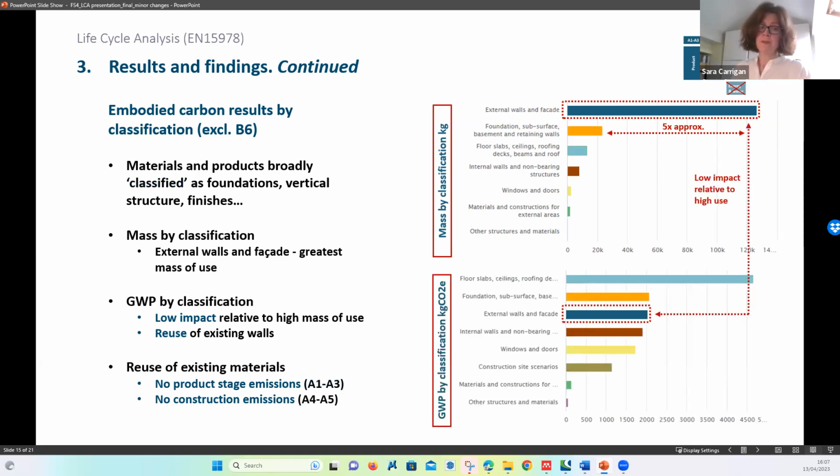We can then look at carbon emissions relative to the same classifications and see that external walls and facade have a relatively low impact considering their high mass of use. This is attributable to the retention and reuse of the existing cottage walls, which means there are no emissions from either the product manufacturing stage, as the material has already been manufactured, nor the transport or construction stages, as the material is on site already in its built form. And this clearly demonstrates the value of material reuse.